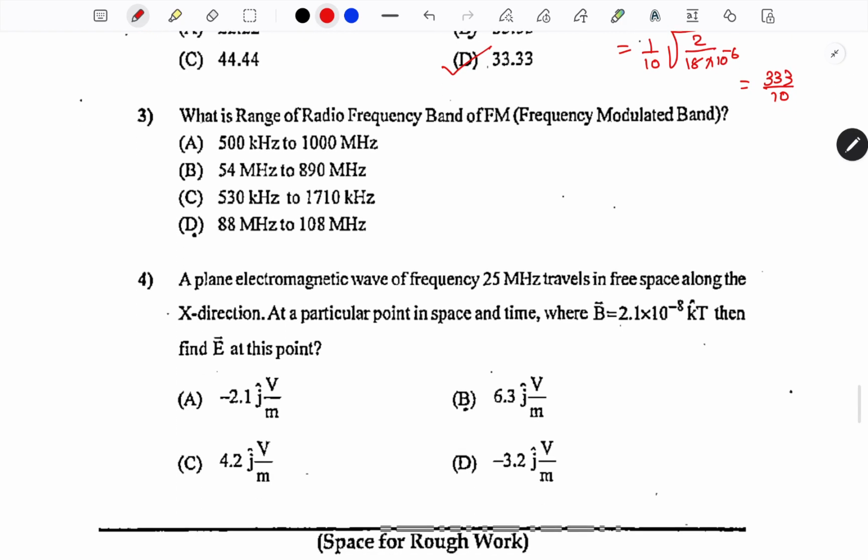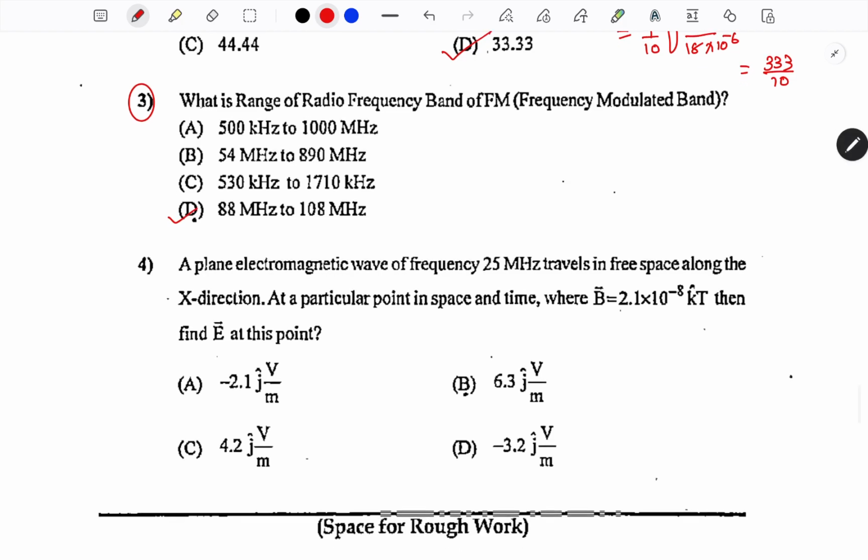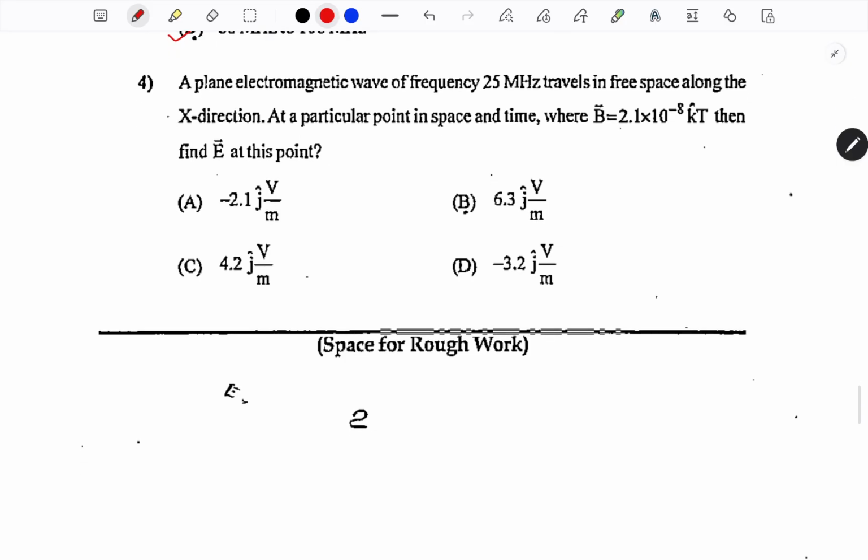Next question. What is the range of the radio frequency band FM, or frequency modulated band? See, if you look at this question, you could say it is in the omitted syllabus because communication system is not in the syllabus, but it can also be related to electromagnetic waves. And for that, it is clearly mentioned in the textbook that radio waves occur from 88 megahertz to 108 megahertz. So its answer is D, a textbook based question.